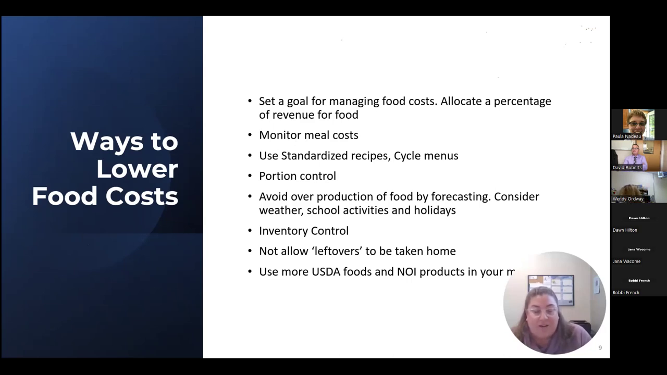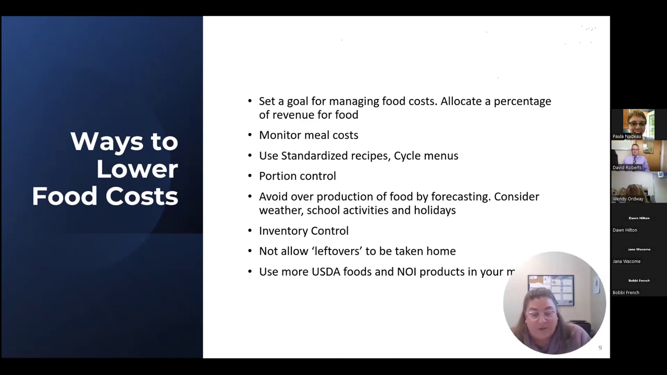Keeping a good eye on inventory for theft. Is your food locked up? Who has access to your inventory? You don't know who's walking in your kitchen. I mean, it depends, each school's different. So just watching for theft, and the only way you can really check that is by your inventory.